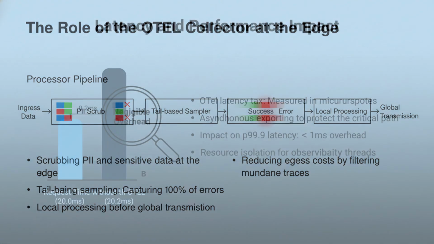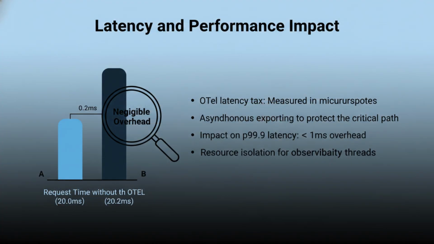A common concern for senior architects is the performance tax of observability. Every time we generate a span or increment a counter, we consume CPU and memory. However, the OpenTelemetry C++ and Go implementations used in ingress controllers are highly optimized. Typically, the latency added by OTel is in the microsecond range, which is negligible compared to network transit times.